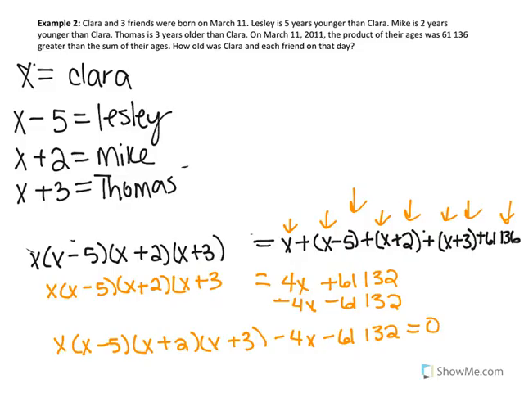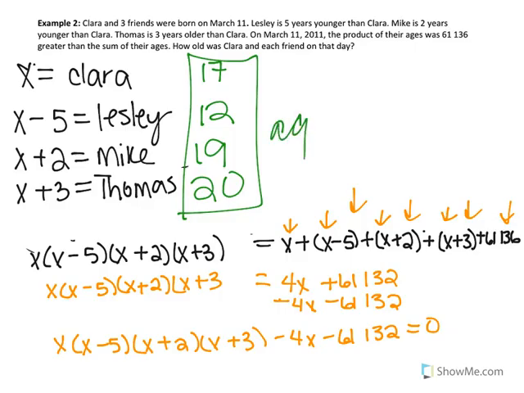So we go back to our equations. Clara is 17, which means that Leslie is 12, and Mike is 19, and Thomas is 20. So that is all of their ages. Thank you, Desmos.